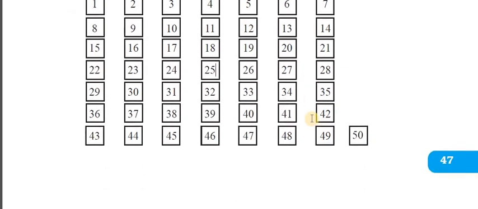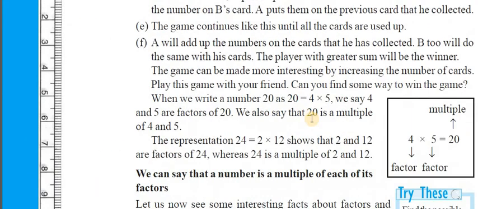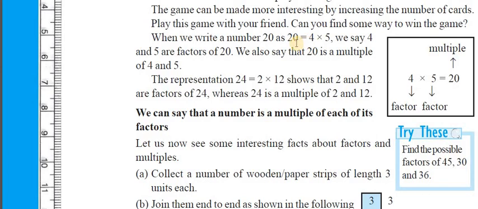You can continue this game and play it with more players and at the same time with more cards. It is going to be very interesting. So what he is saying here is, for example, 4 and 5 are the factors of 20. In other words, we can say that 20 is a multiple of 4 and 5. That means 20 will come in the 4 table and 20 will come in the 5 table. That's what he is saying over here. We can say that a number is a multiple of each of its factors.